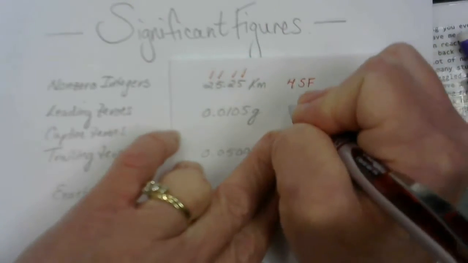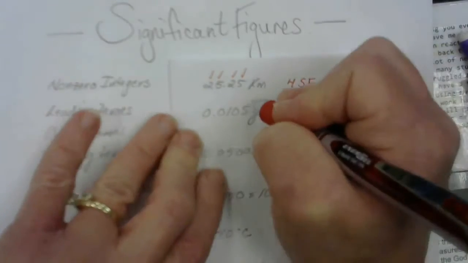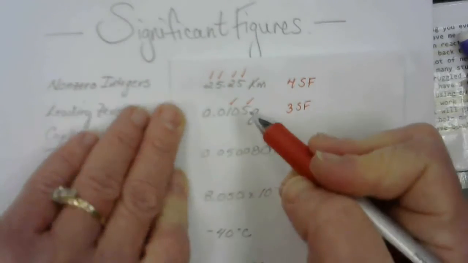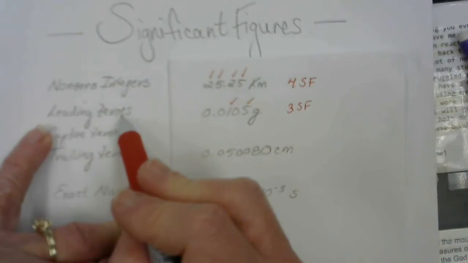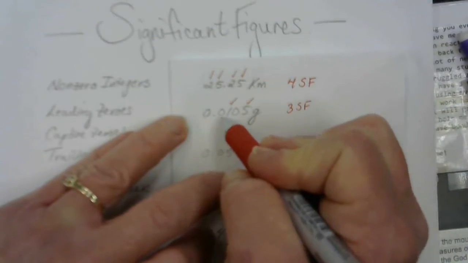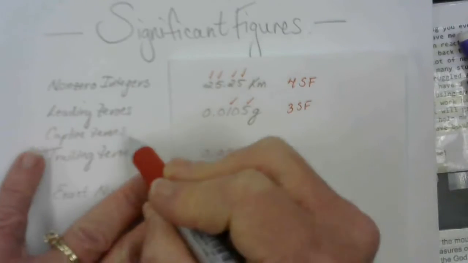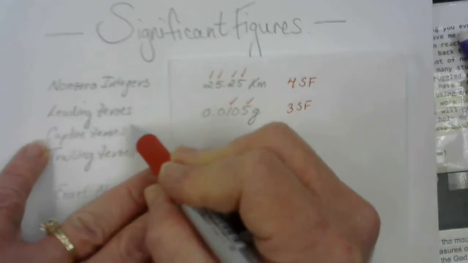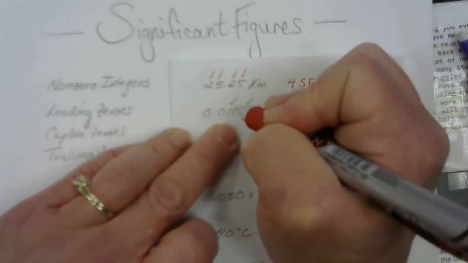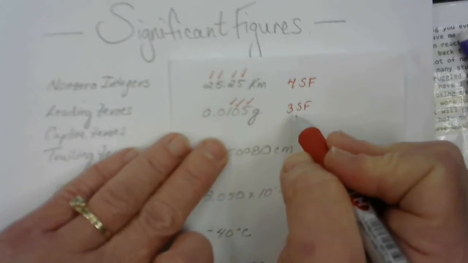This value has 3 significant figures. Why? Well, I have my non-zero integers, but these zeros are called leading. They never count as being a significant figure. They're simply seen as placeholders. This zero is captive. We call it captive because it's between 2 non-zero numbers, and it does count as a significant figure always. So there's where I get my sig figs.